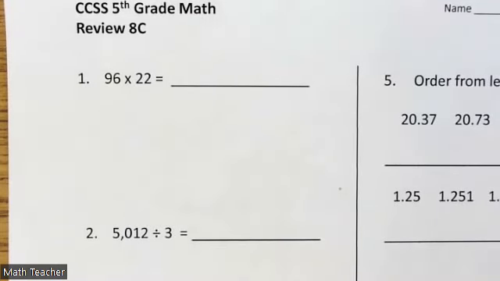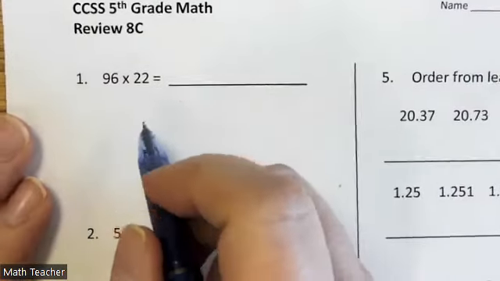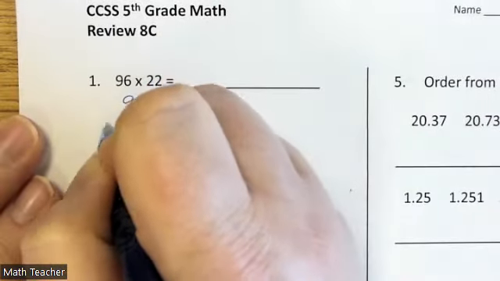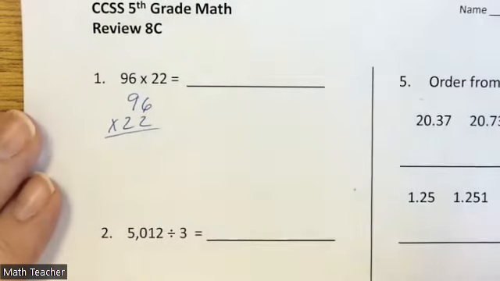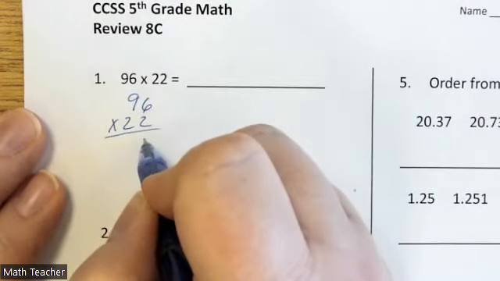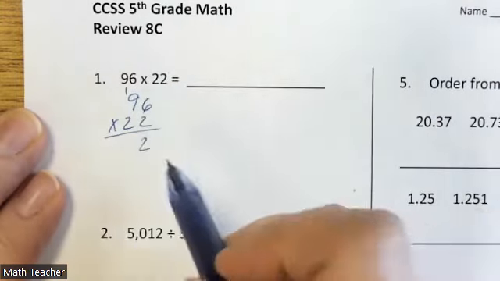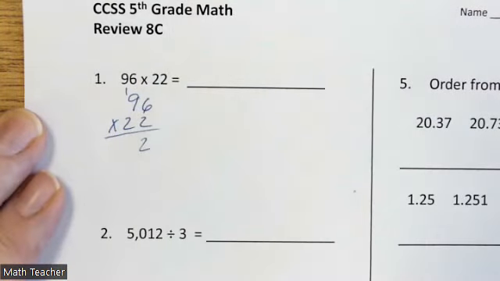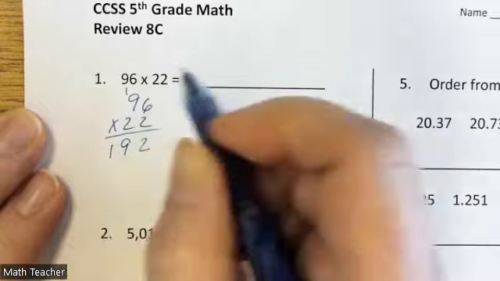We are working with Common Core State Standards 5th grade math review 8C. Number 1, we have 96 times 22. So we set this up vertically. 2 times 6 is 12. Write the 2, carry the 1. 2 times 9 is 18, plus the 1 we carried is 19.